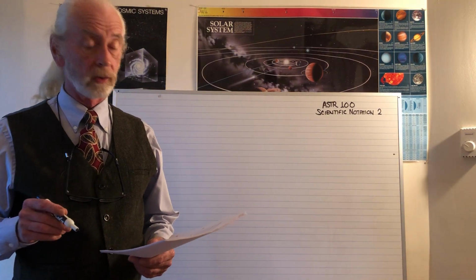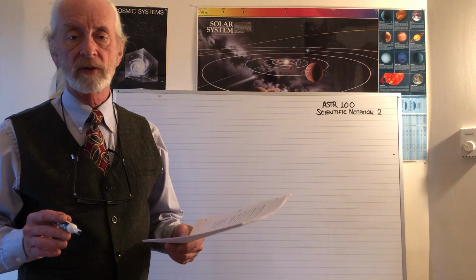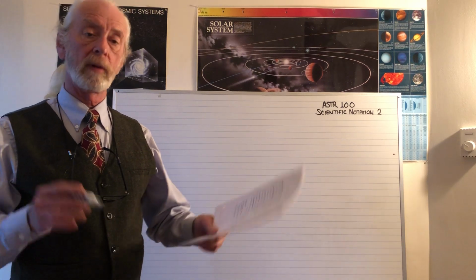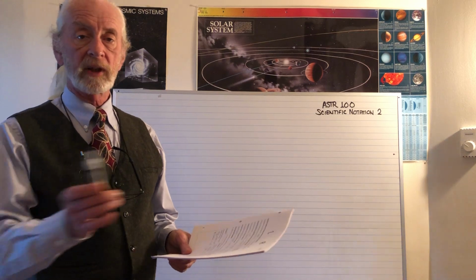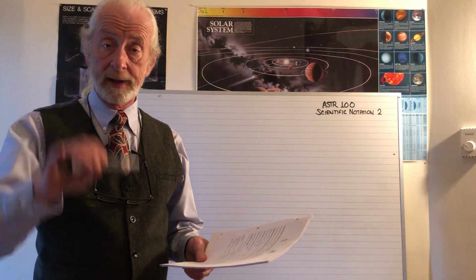Part 2, scientific notation. Now, you have to be able to manipulate these numbers that we're going to be expressing in scientific notation, and this is what becomes a problem area for a lot of folks. We have to be able to manipulate decimal points left and right. We have to be able to manipulate exponents up and down.